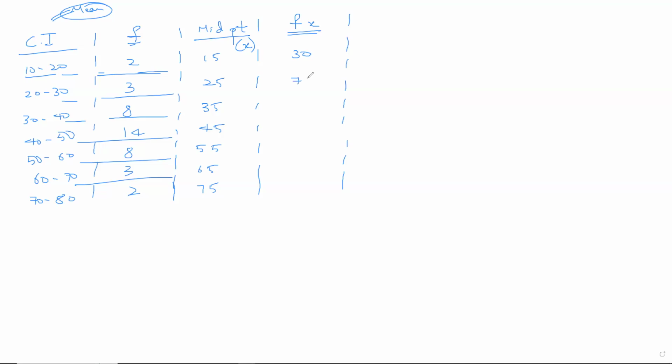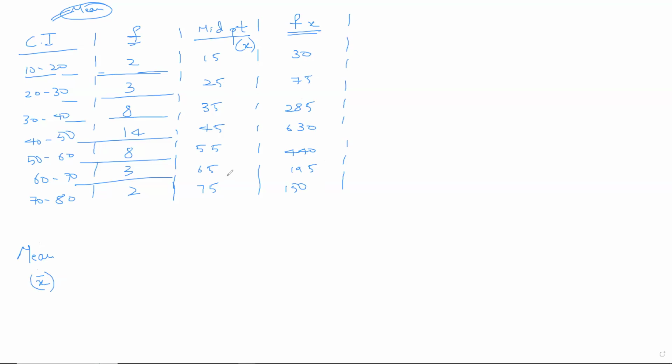Then it gives you 75. I'm using a calculator. 35 times 8 gives you 285. 45 times 14 gives you 630. 55 times 8 gives you 440. Then you get 195, then 75, 150. Fx you found. Now focus. I will find the mean here, and mean is always represented by X dash. X is midpoint. X dash is the specific thing.